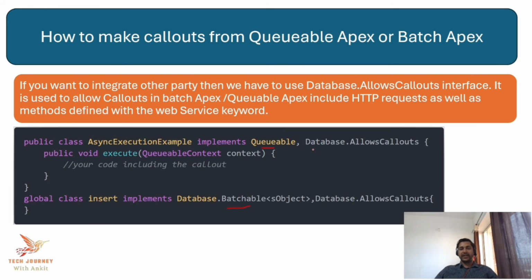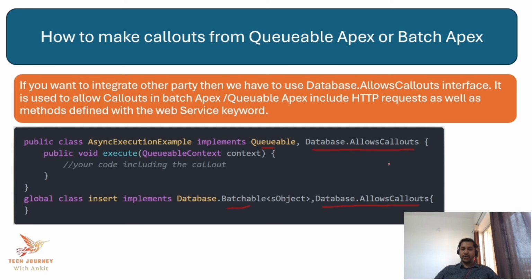That interface is Database.AllowsCallouts. You have to make sure that you are implementing this interface if you have to make the callouts either from the queueable Apex or from the batch Apex. Again, in case you miss implementing this interface, you will encounter System.CalloutException from Salesforce.